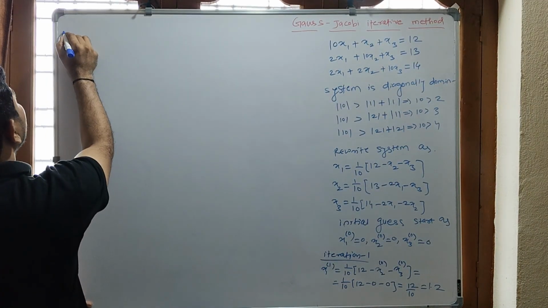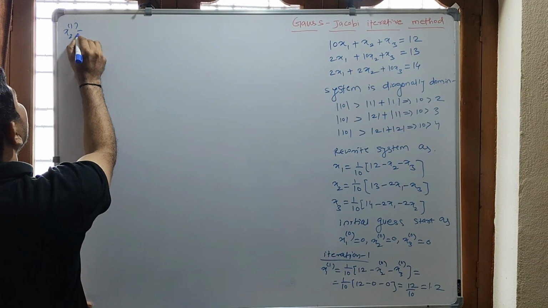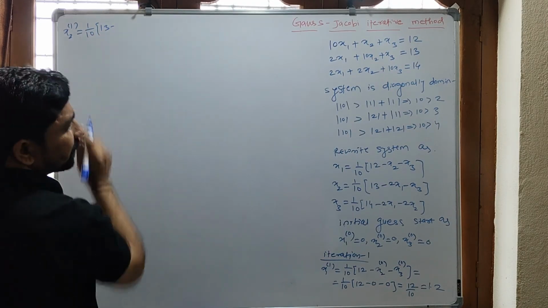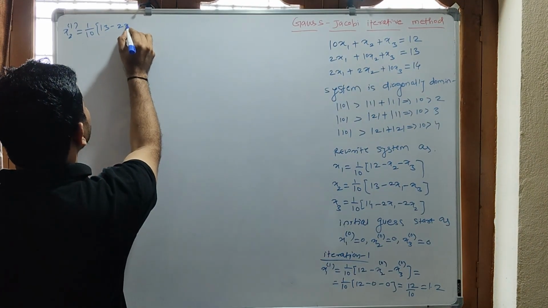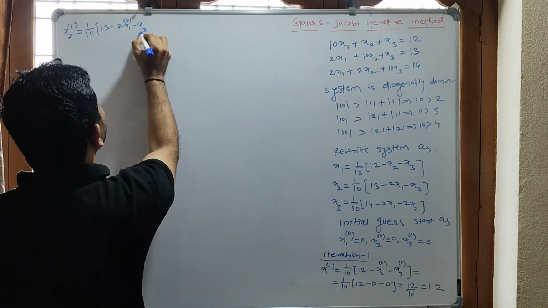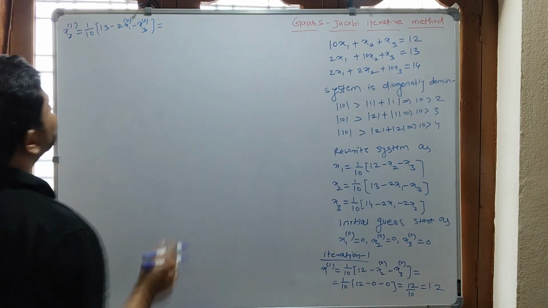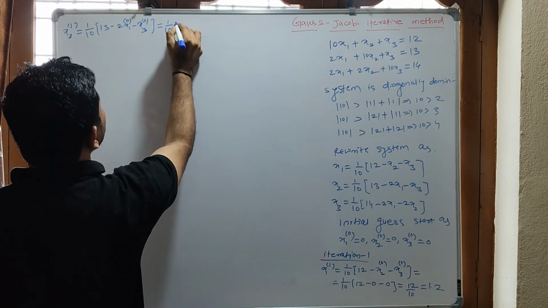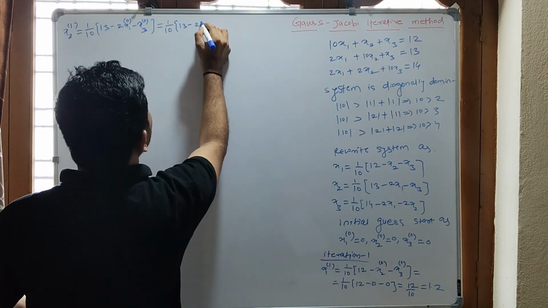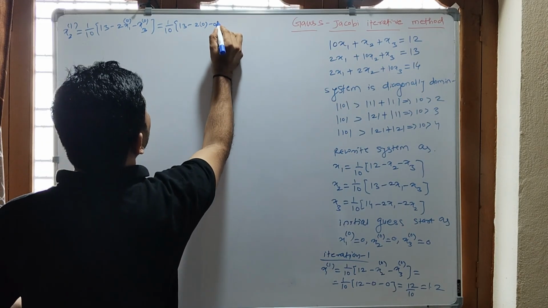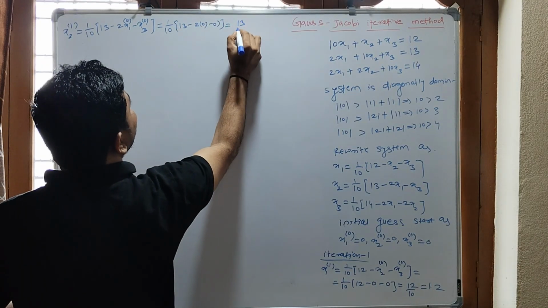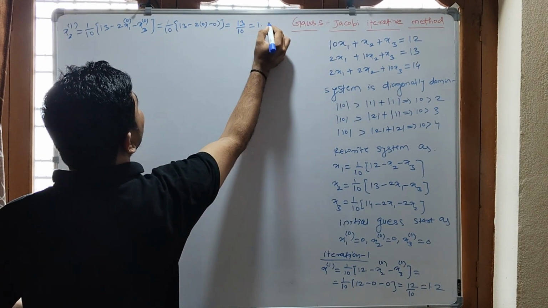Now, while finding x2 at 1, I can write 1 by 10 times 13 minus 2 times x1 at 0 minus x3 at 0. Putting in the values, 1 by 10 times 13 minus 2 times x1 at 0, which is 0, and x3 at 0 is 0, which is equal to 13 by 10, which is equal to 1.3.